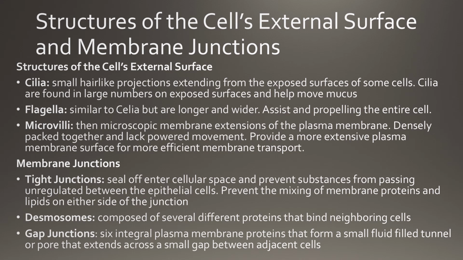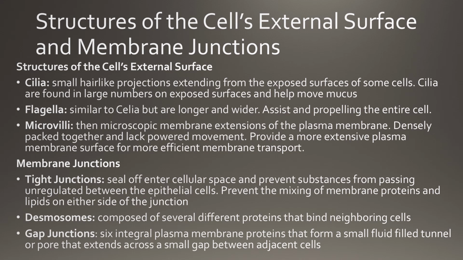Structures of the cell's external surface include cilia, which are small, hair-like projections extending from exposed surfaces of some cells. They are found in large numbers on epithelial surfaces, such as the respiratory tract, and assist in moving mucus and other substances across the cell surface. Flagella are longer and wider than cilia. They propel the entire cells, such as sperm cells, through their environment. They are found singly or in small numbers of cells.